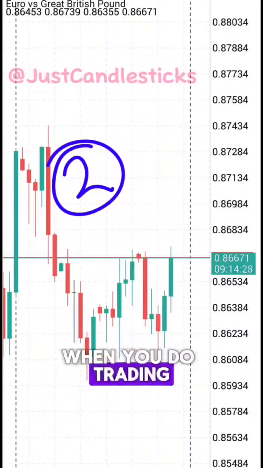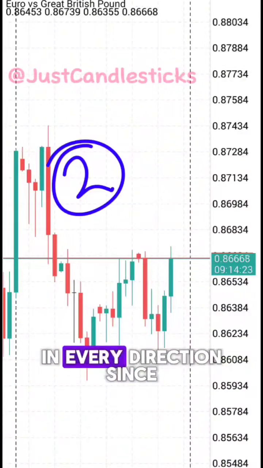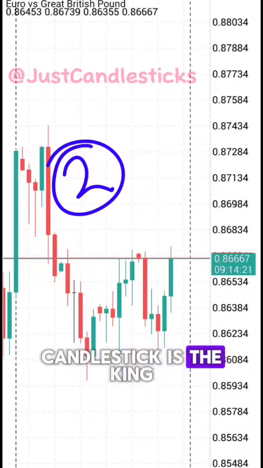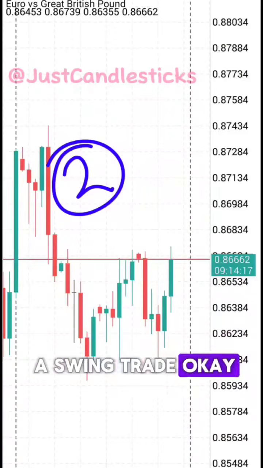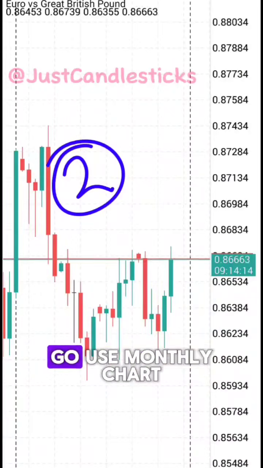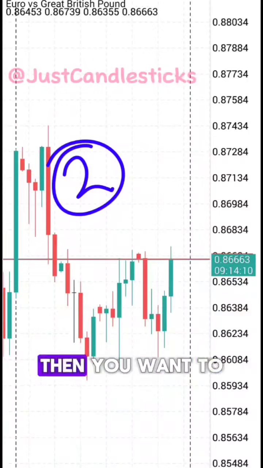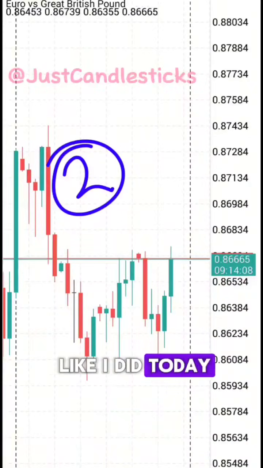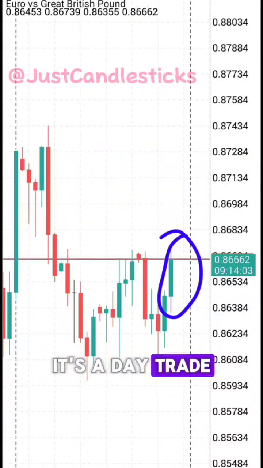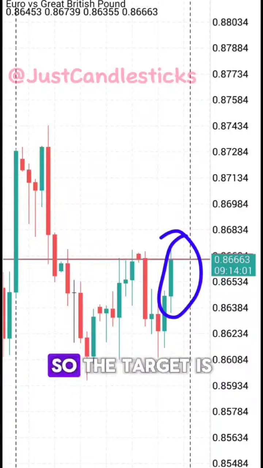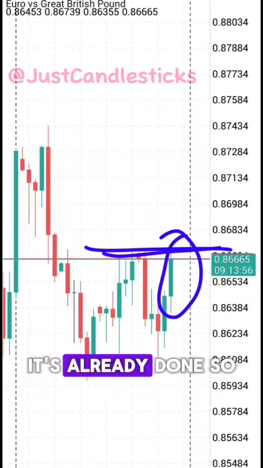Then number two, when you do trading like this, you can apply it in every direction. Since candlestick is the king, if you want to trade a longer time, a swing trade, position trading, you can use monthly chart, you can use weekly chart. Then you want to do a day trading like I did today here. This is the trade for today. It's a day trade. I'm using only daily candlestick, so the target is here. Already made the target. Okay, it's already done.